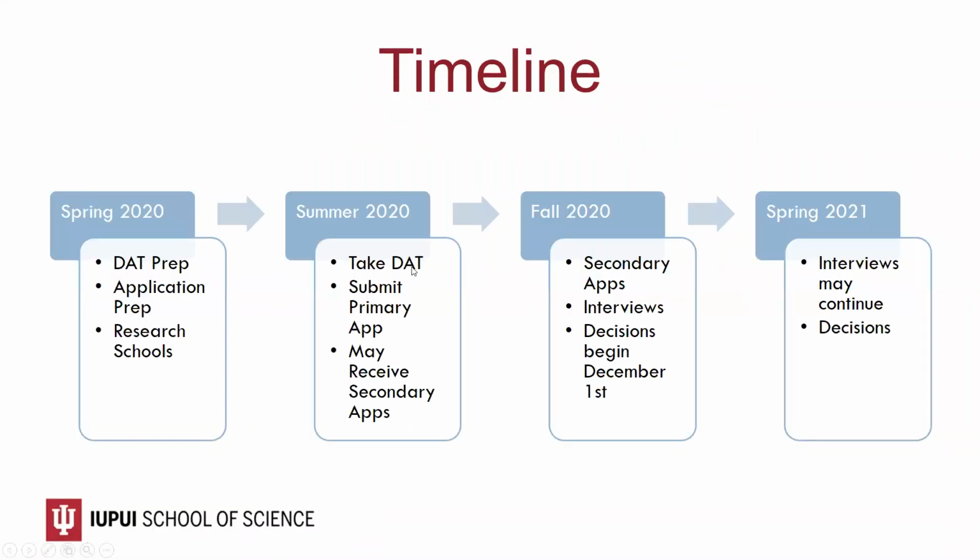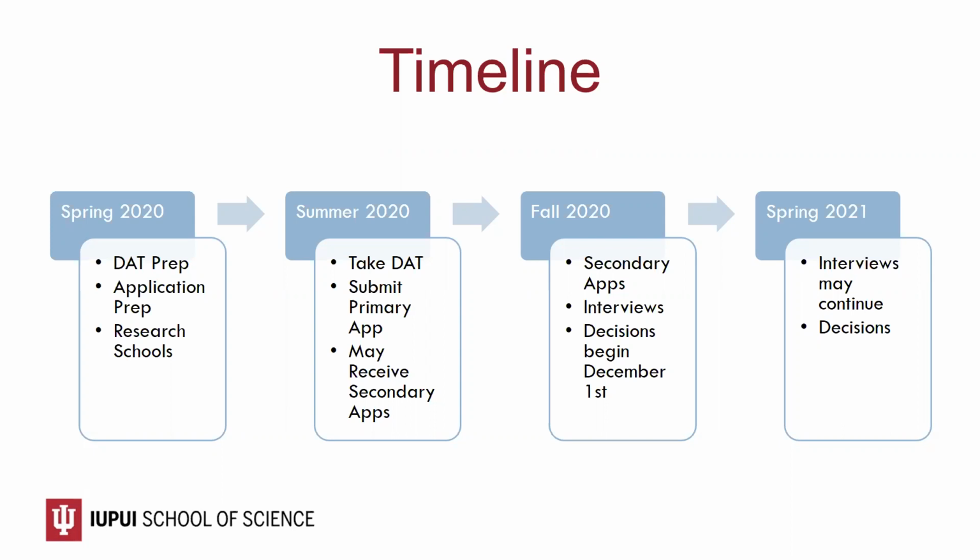All right, so let's move into talking about the timeline for applying. As you can see, the application timeline really spans an entire year. So students should begin preparing for the DAT in the spring semester before they're starting to apply. Hopefully those of you who are applying in this cycle have started to prepare for your DAT already.